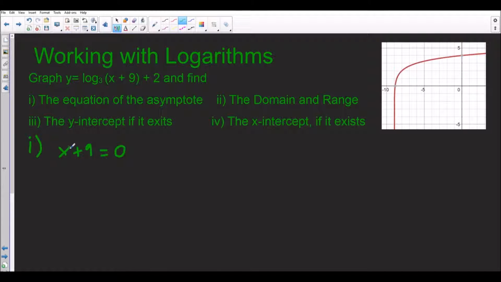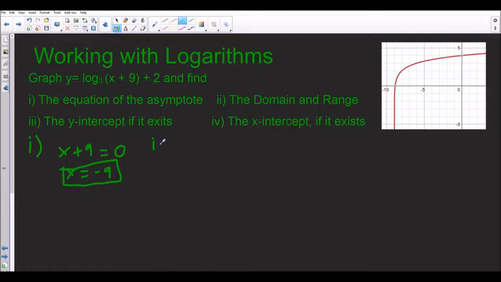So x is going to be equal to, if we move the 9 over to the other side, negative 9. So x equals negative 9, and that is the equation of the asymptote. All you do is take the stuff that's inside the brackets here. We ignore the base, we just take what's inside the brackets, set it equal to 0, and solve for x. And that gives us the equation of the asymptote.